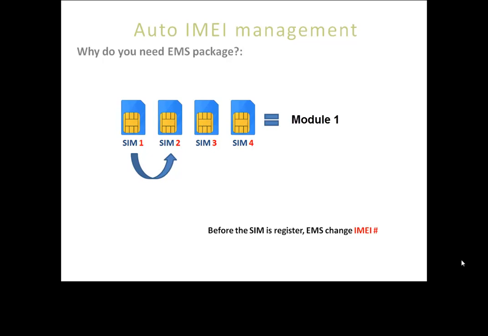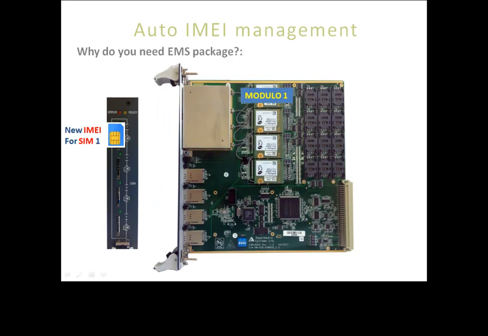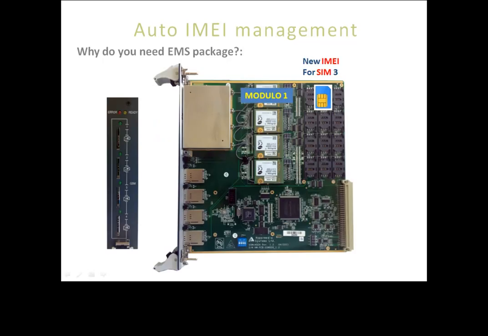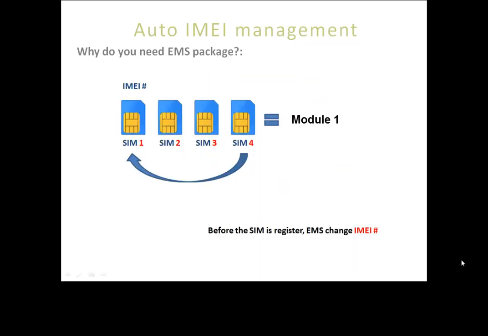As we see here in the picture, every time the GSM module rotates from SIM card 1 to SIM card 2, the EMS application generates a new IMEI. In this case, it generates a new IMEI number to the SIM card which is in turn, and so on and on the same. When switching from SIM card 2 to SIM card 3, the EMS application will generate a new IMEI number to the SIM card which is in turn. In this case, it will be SIM card number 3. The EMS application will do all the IMEI changes automatically, repeating this process again and again.